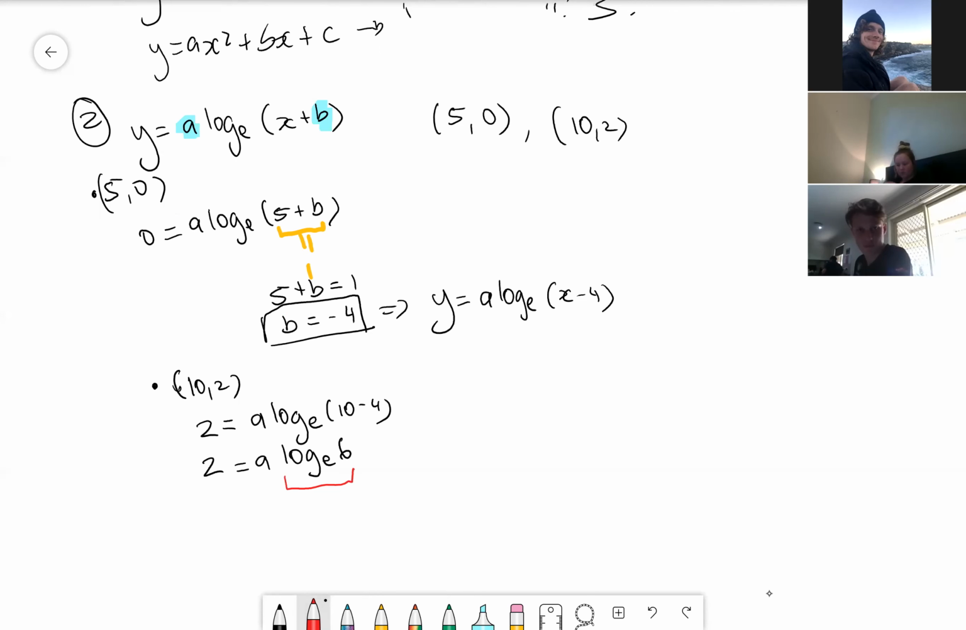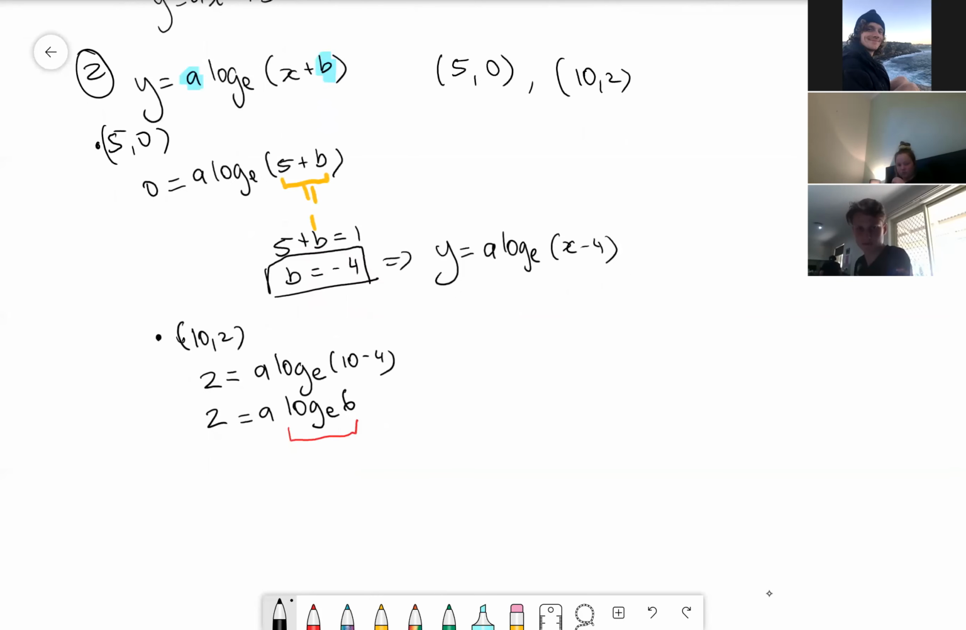What is this equal to? Can you just chuck it into your calculator and get a number? Yeah, it's just a number. I don't know what it is. If it equals, I don't know, 4, then it'd be 4a. Yeah, exactly, like actually find a. So you can just divide this off both sides. So you get 2 over the log to the base e, 6 is equal to a.